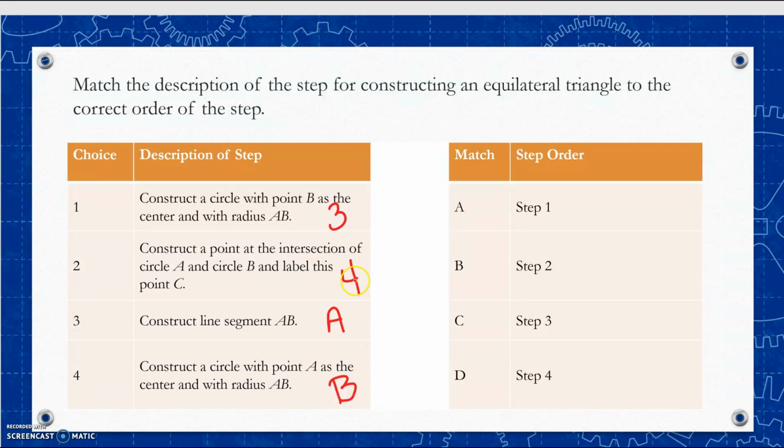Then we connect those up. I got all mixed up. Hang on. This is C. This is D. So really 1, 2, 3, 4. And step 5 is connecting those dots.